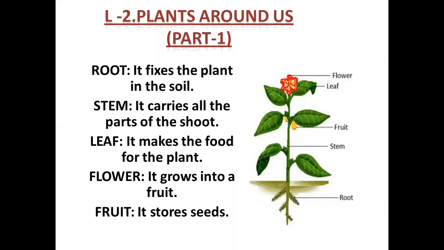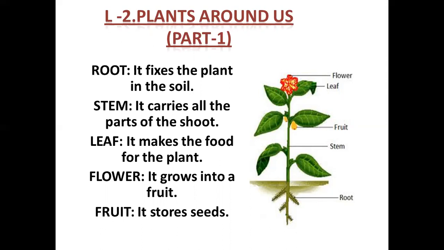Now let us once recollect the various parts of the plant and the functions of the main parts of the plant. First one is root. Root is present underground. It fixes the plant in the soil. And next one is stem. It carries all the parts of the shoot.